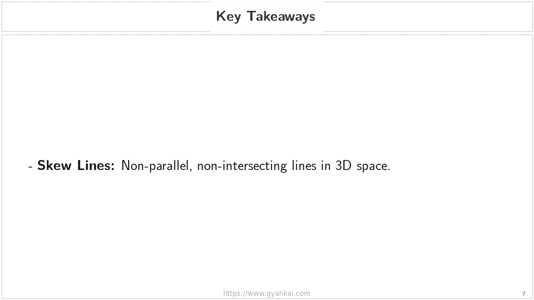Key takeaways. All right, we have reached the end of our lesson. Let's take a moment to recap the key takeaways from today's session to ensure everything is clear. First, let's revisit the definition of skew lines. As we discussed at the very beginning, these are lines in three-dimensional space that are neither parallel nor intersecting. They exist in different planes, which is why they never meet.